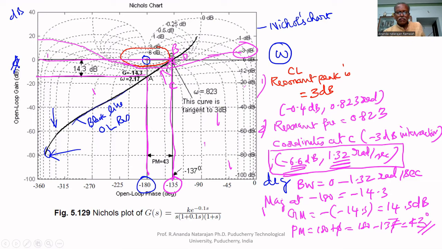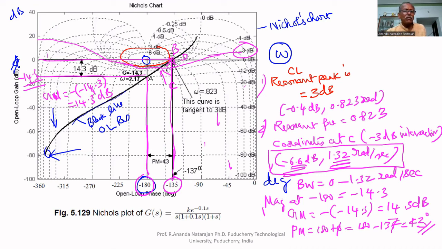To find the gain margin, draw a vertical line at 180 degree phase shift. It cuts at A. At that point, the magnitude is minus 14.3. Therefore, gain margin equal to minus of minus 14.3 dB. That is 14.3 dB. That is gain margin.